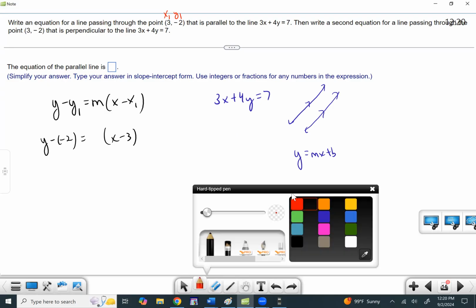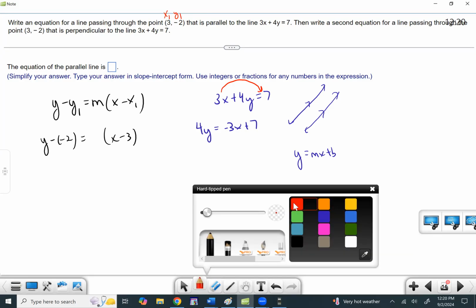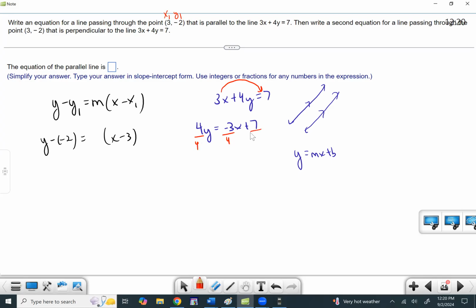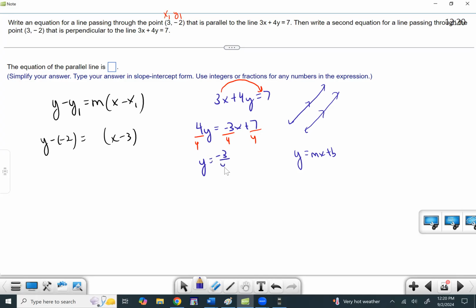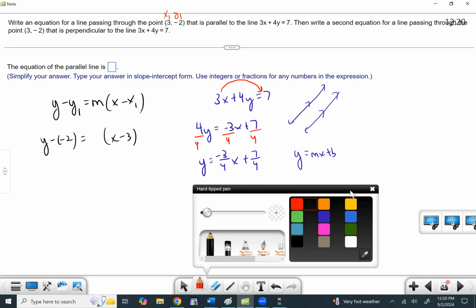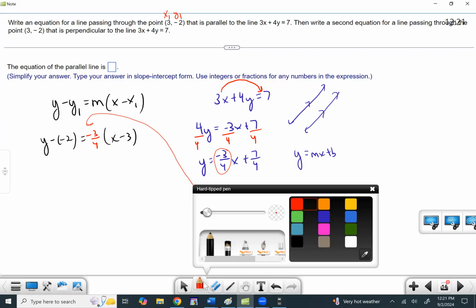So let's go ahead and do that. We're going to move the 3x over to the other side, changing its sign, so it will be negative. And then we have to get rid of the 4. So we end up with y = -3/4 x + 7/4. The number we're looking for is the number in front of the x, and we're going to keep it the same because parallel lines have the same slope.